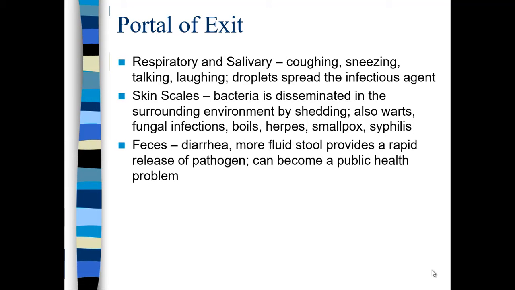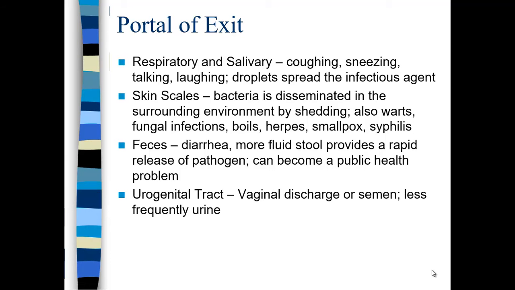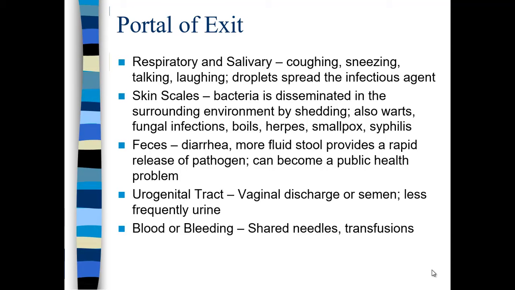Feces, and we don't have as much of a concern in the United States because of advances in sewage systems, but things like diarrhea, a more fluid stool can become a public health problem, especially if you have feces that are in the water supply or in direct contact with humans. And then the urogenital tract, vaginal discharge or semen through sexual contact, and less frequently urine. Urine can be infected if you have a bladder infection or a UTI, but it's less frequent that people actually do come into contact with urine. Okay, blood or bleeding. This is where transfusions, sexual contact, shared needles can come into play.